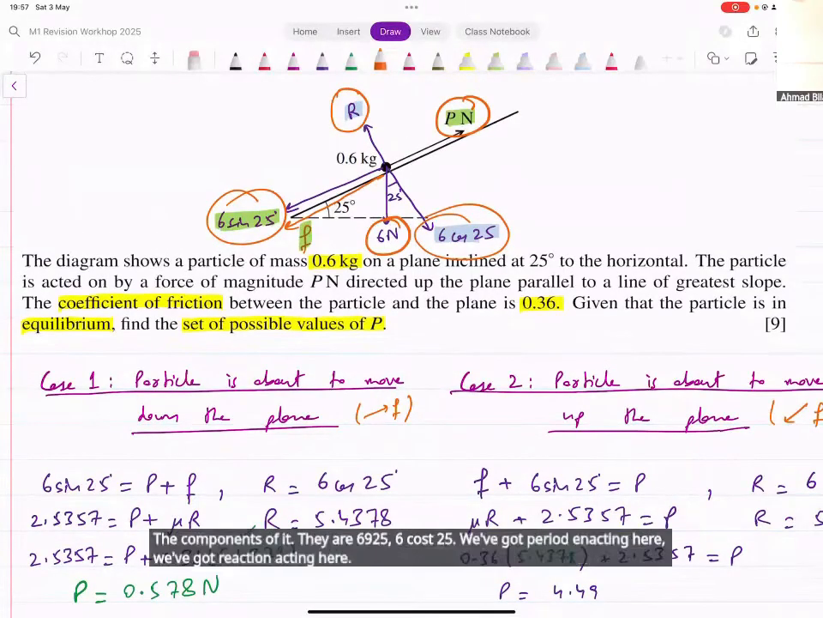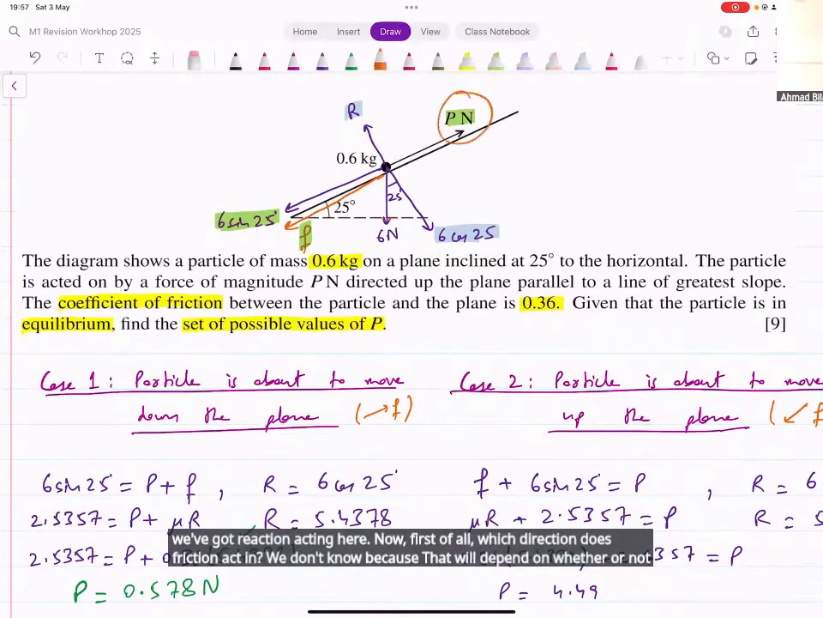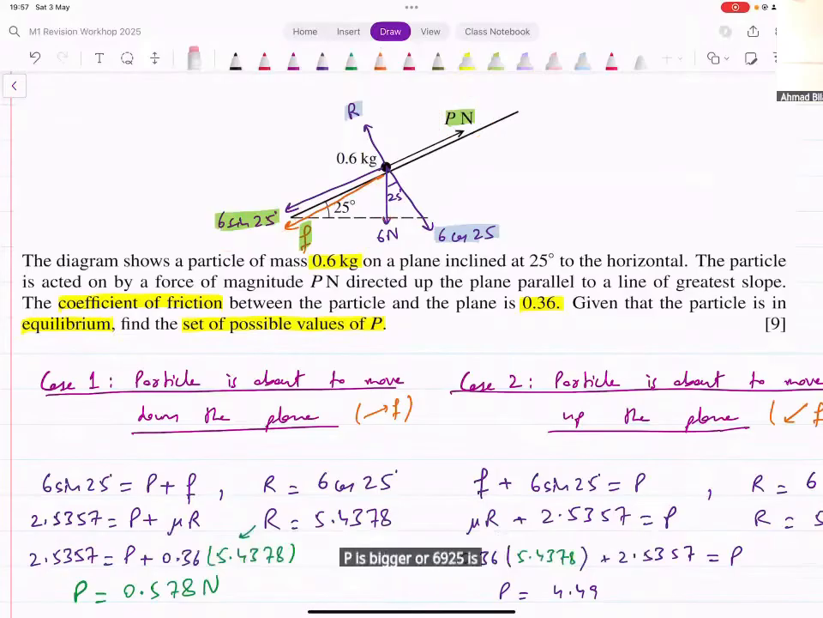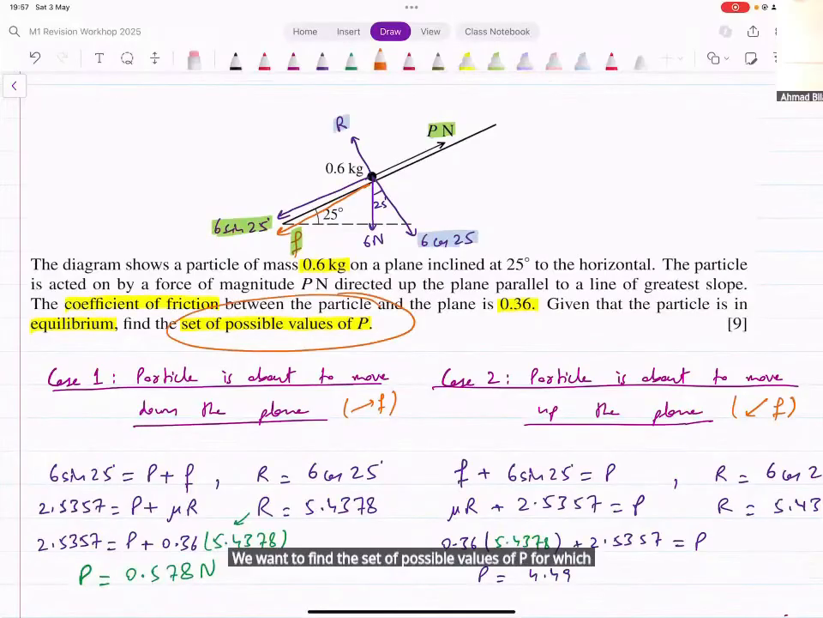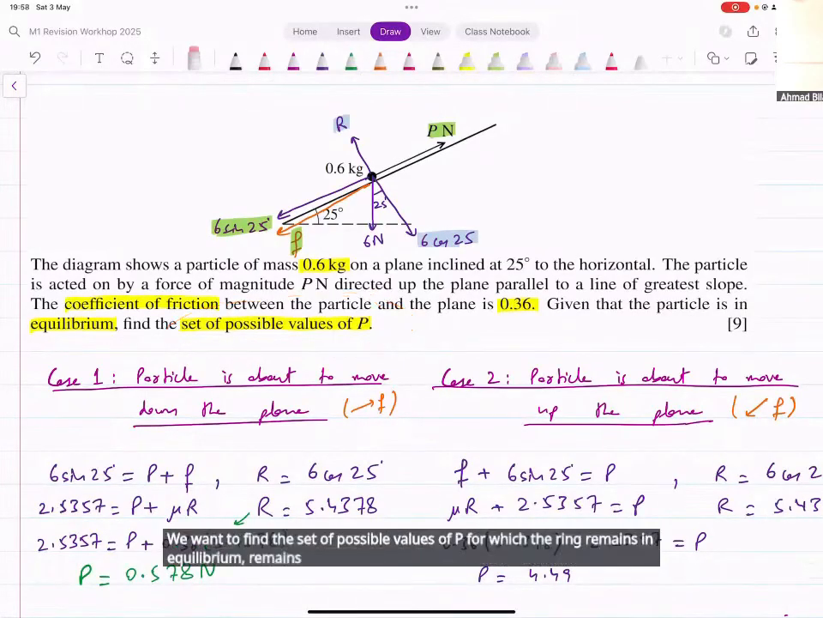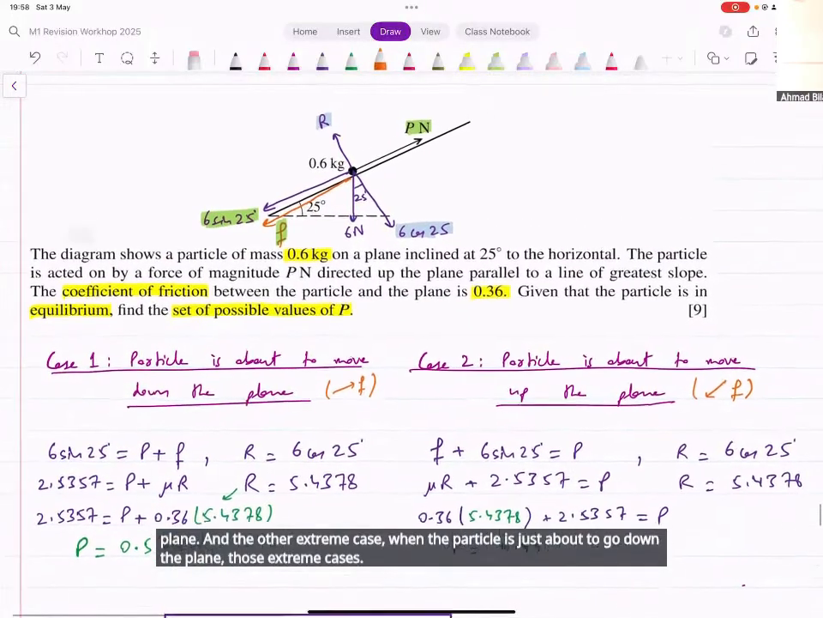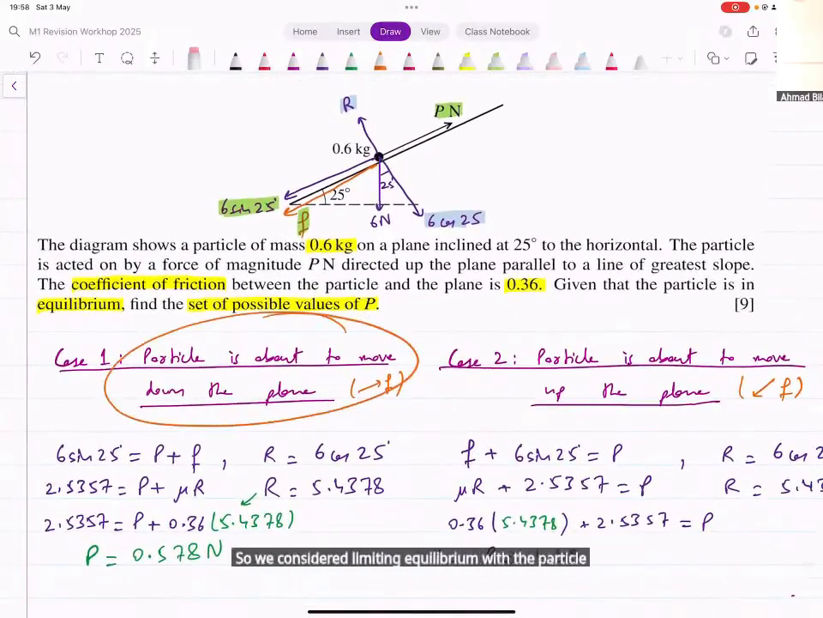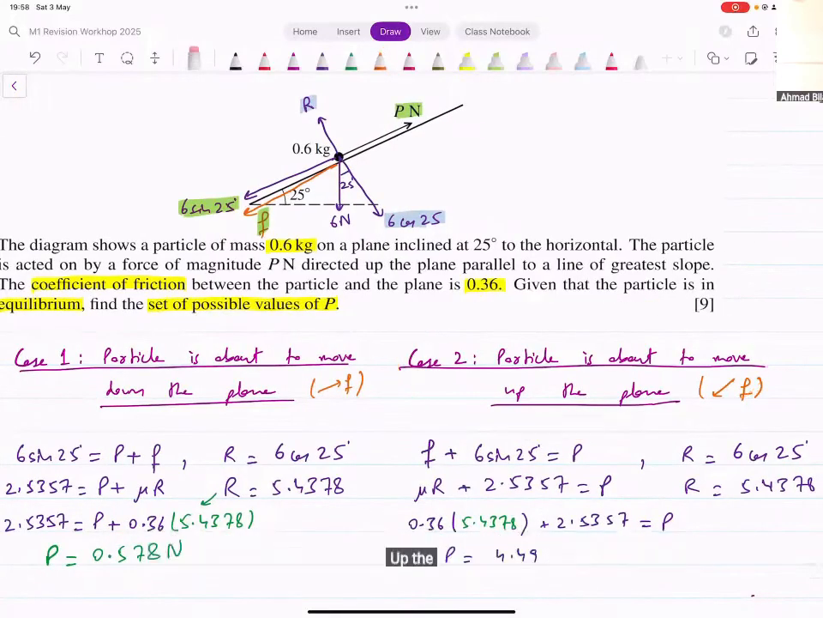Now, first of all, which direction does friction act in? We don't know, because that will depend on whether P is bigger or 6 sine 25 is bigger. Any of them could be bigger. We want to find the set of possible values of P for which the ring remains in equilibrium. We consider the two extreme cases. One extreme case in which the ring is just about to move up the plane, and the other extreme case when the particle is just about to move down the plane. We consider limiting equilibrium with the particle just about to move down the plane. We consider limiting equilibrium with the particle just about to move up the plane.